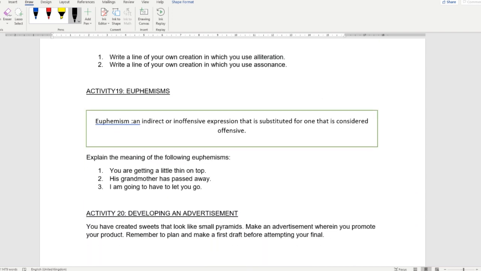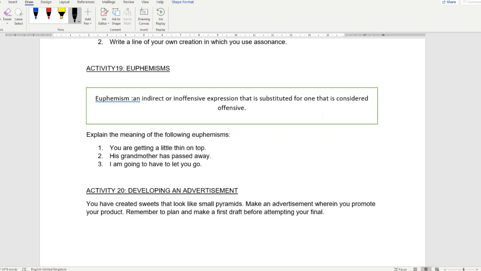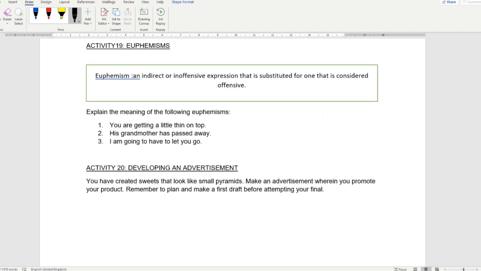Let's get on to activity 19, the euphemisms. Okay, you should know by now it is a less offensive way of speaking about something that is considered, let's say, a little bit more coarse, something a little bit difficult to talk about. So here, "you are getting a little thin on top" means you are becoming bald. Yes, I know what that feels like.